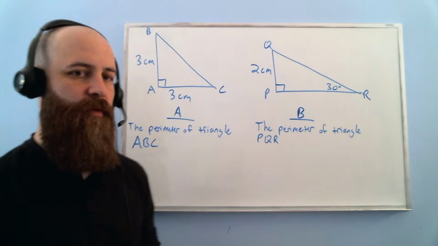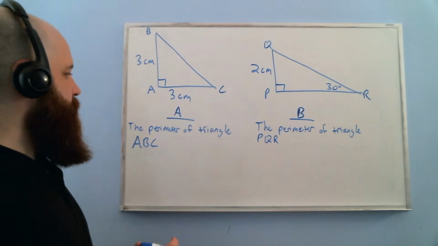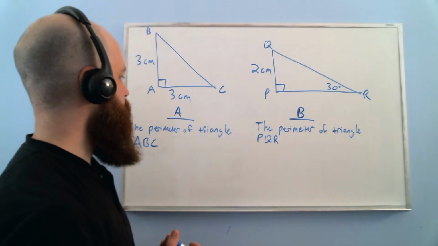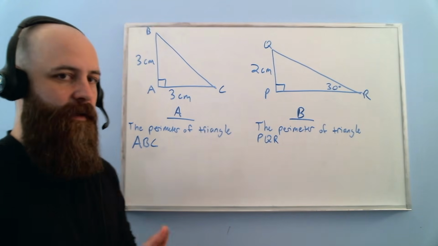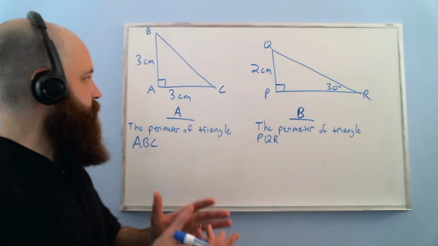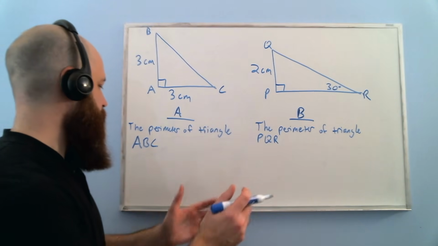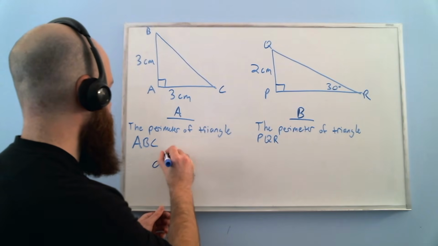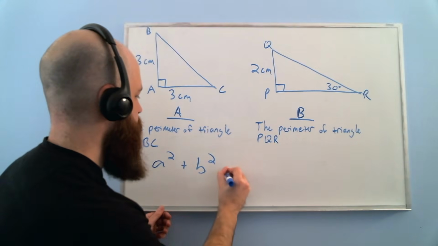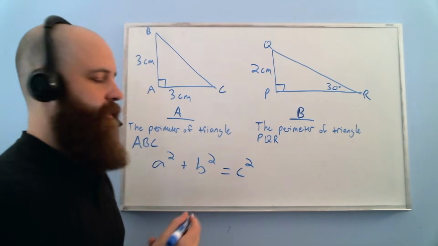Alright, question number 1. Which is bigger, quantity A, the perimeter of triangle ABC, or quantity B, the perimeter of triangle PQR? Okay, well let's analyze triangle ABC first. I notice I've got a right triangle. I notice I'm told 2 out of the 3 sides. Well, if that's ever the case, I can use the Pythagorean theorem. So I square and add up the 2 legs. That's equal to the square of the hypotenuse.